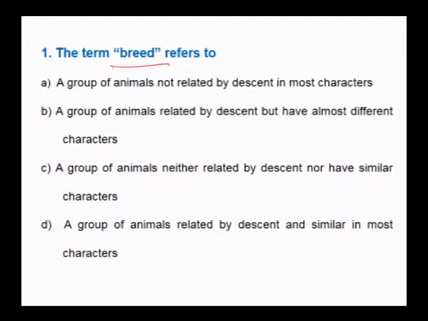See, breed refers to a group of animals related by descent and similar in most characters like size, shape, configuration, etc. So hence the correct option is a group of animals related by descent and similar in most characters.